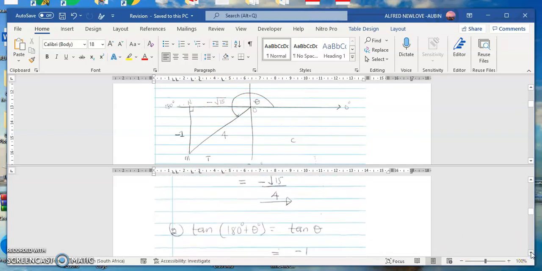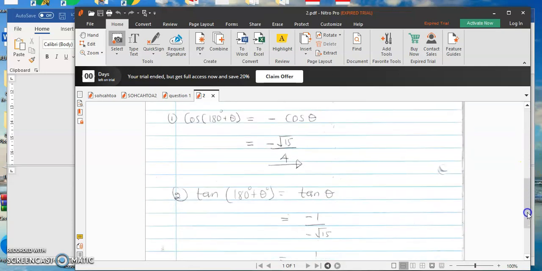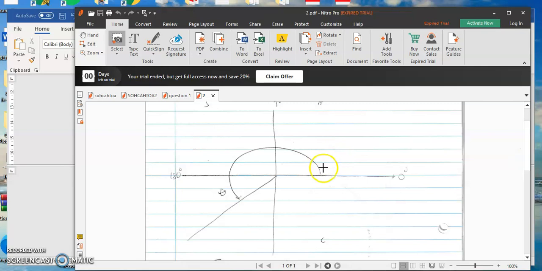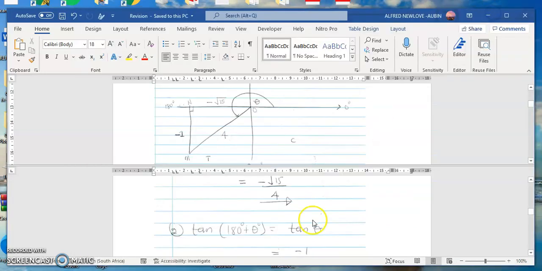Then we want to calculate tan theta. That is tan(180 plus theta), which is going to give us tan theta. How did we get that? From here, 180 plus theta, tan is positive, because this is the CAST diagram. Here cos is positive; on this side sine, cos, tan, all of them are positive. This side sine is positive, the rest are negative, and this side tan is positive. So tan theta is going to be a positive value.